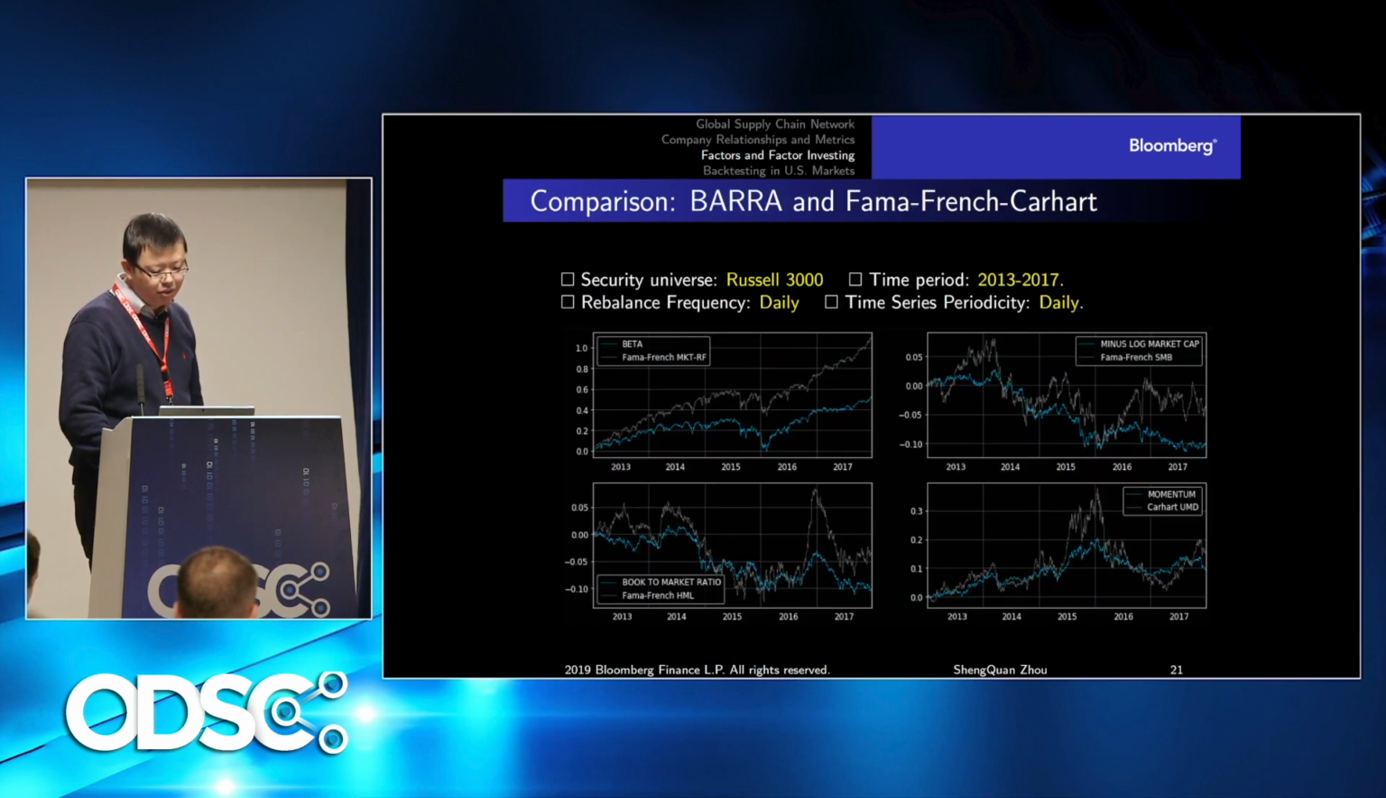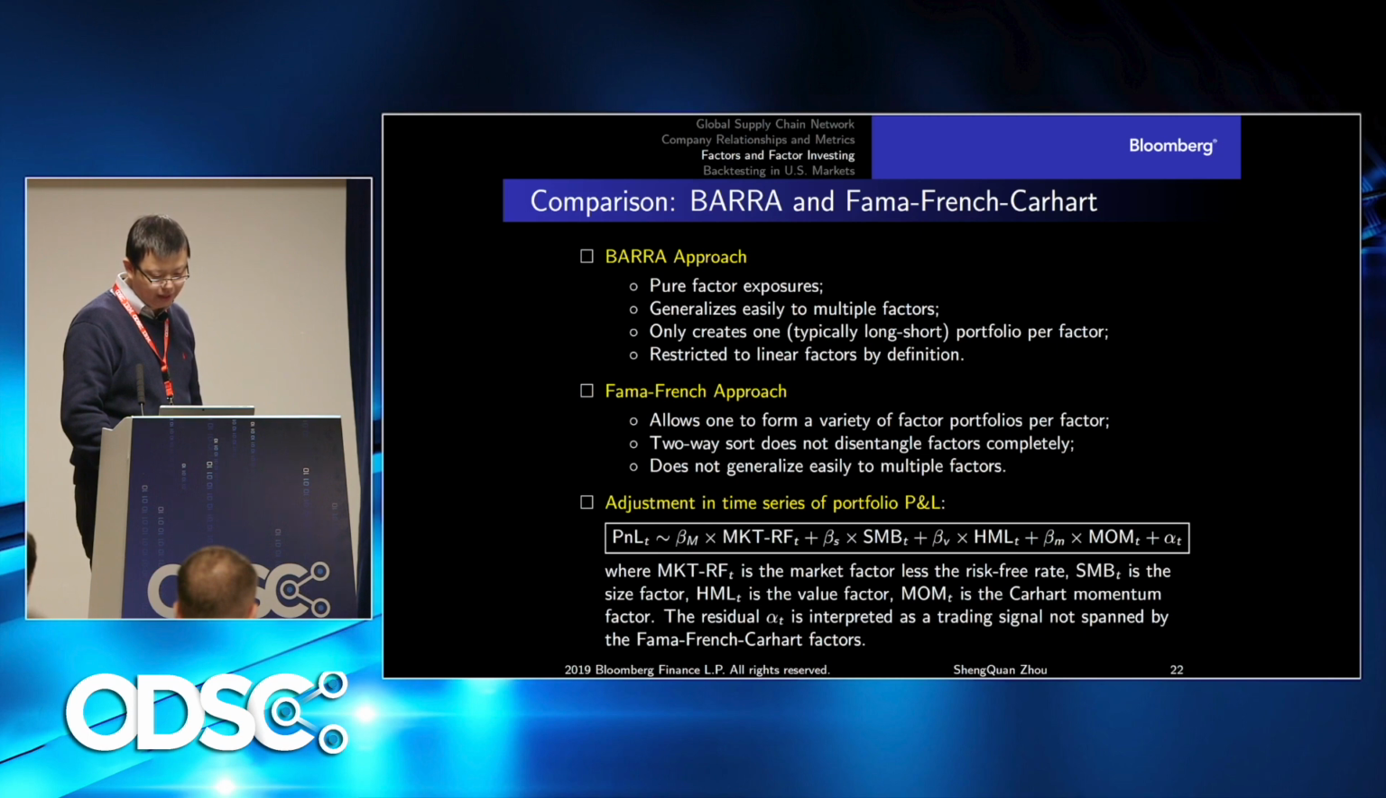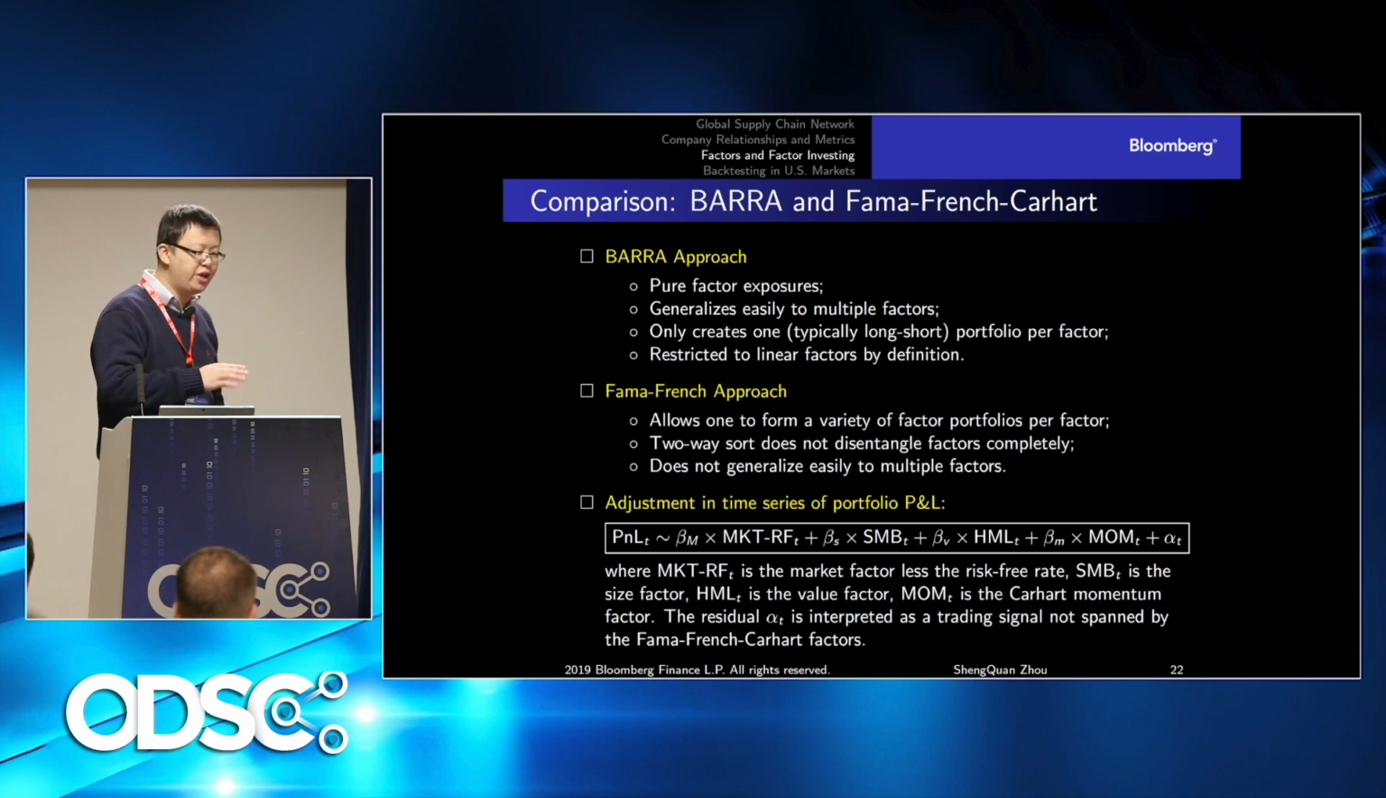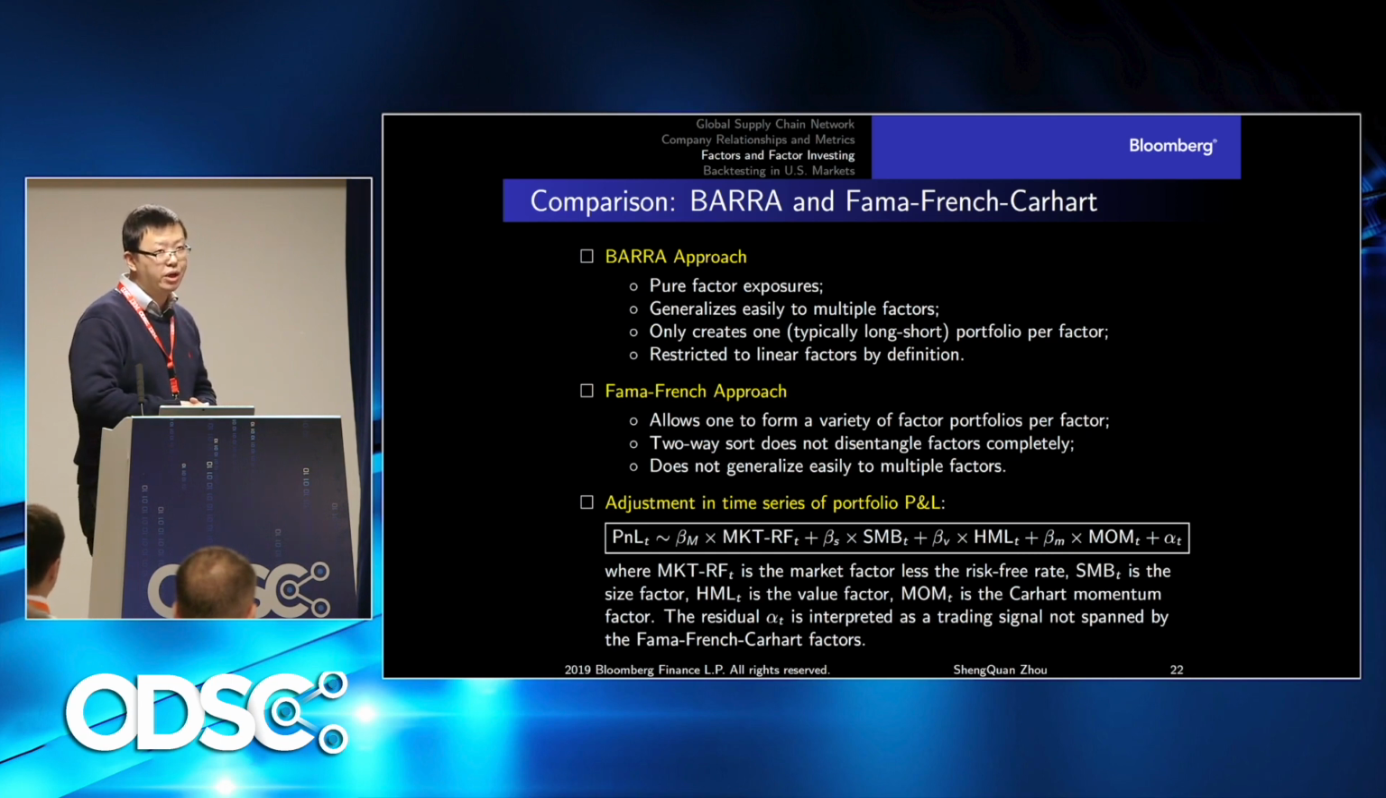There are pros and cons, let me just go to this slide first. They are essentially the same thing, just two different ways of decomposing asset returns into exposure and factor returns. But they have pros and cons. The Barra approach has the advantage of pure factor exposure. You make sure that the factor portfolio of this factor has no exposure to another factor. And it generalizes easily to multiple factors. The disadvantage is that the model is inherently linear. You can only create one factor portfolio for each factor.